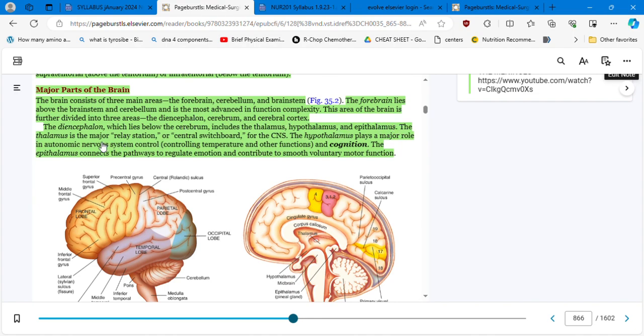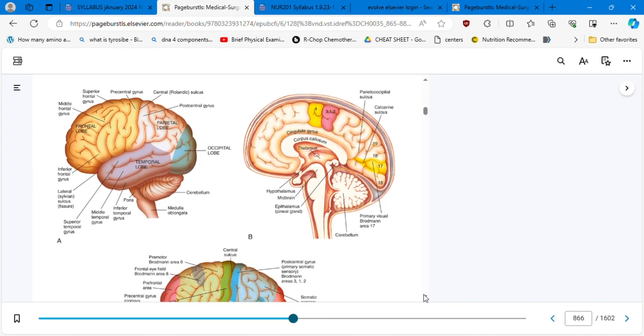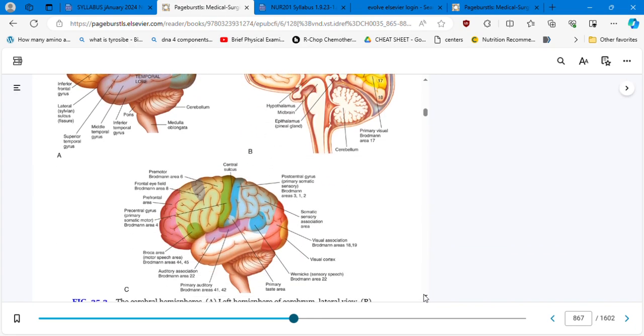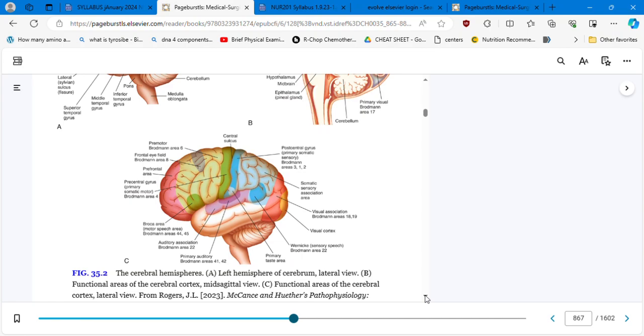The thalamus is the major relay station or central switchboard of the CNS. The hypothalamus plays a major role in autonomic nervous system control, controlling temperature and other functions and cognition. The epithalamus connects the pathway to regulate emotion and contribute to a smooth voluntary motor function. Okay, so you have a very nice graphic here.